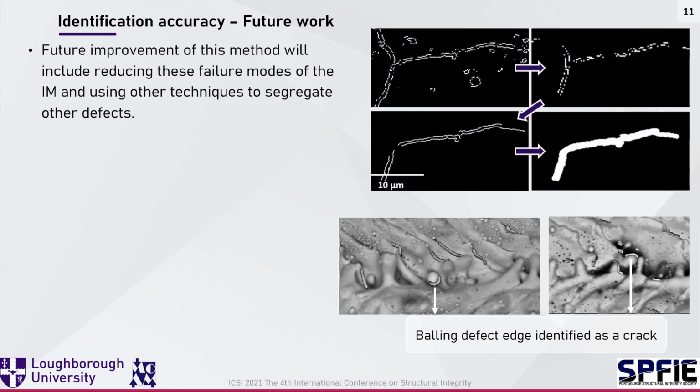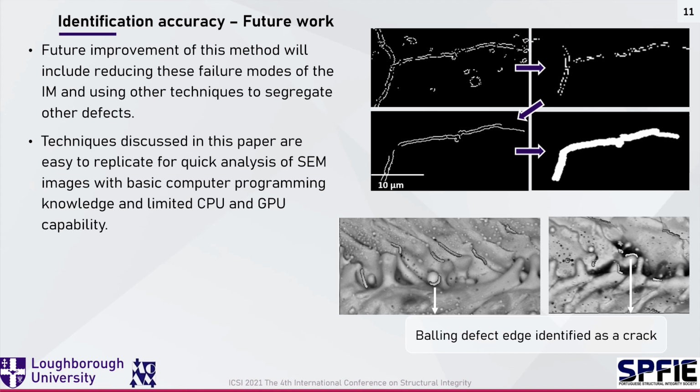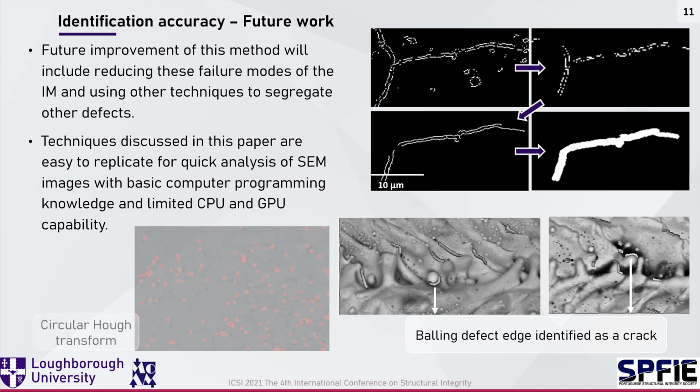Future work will include reducing these failure modes by using other image processing techniques to isolate circular features that are currently being misidentified before applying the crack identification method. This includes the circular Hough transform algorithm. Upon initial testing, the method is able to identify regions of porosity and balling consistently. Improving the broken crack failure mode will include improving the initial image contrast.